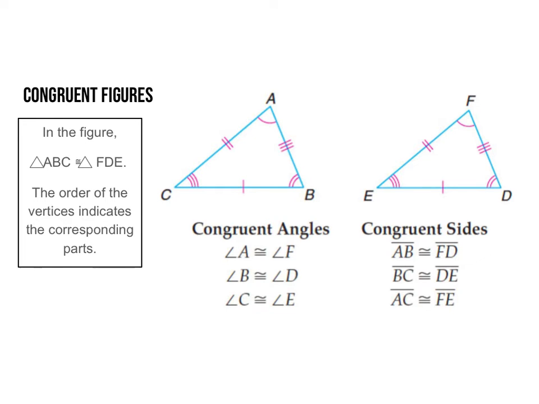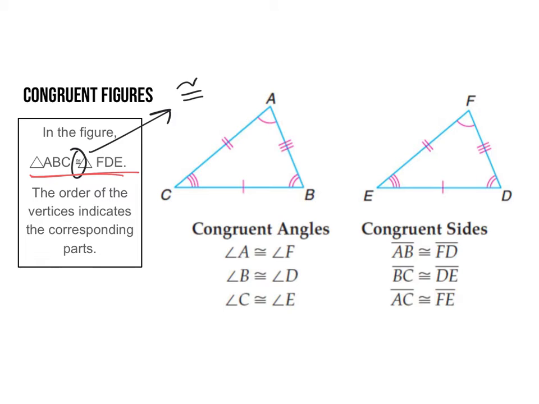So in the figure here to the right, you see that triangle ABC is congruent to triangle FDE. Remember that this sign here, which is an equal sign with a tilde on the top, means congruent. So when you see that, that's what it means. Because we have this congruence statement, that's what we call this. It's saying one thing is congruent to another. The order of the vertices indicates the corresponding parts. So because it's written ABC and then it's written as FDE, that gives us information as to what is congruent to what.